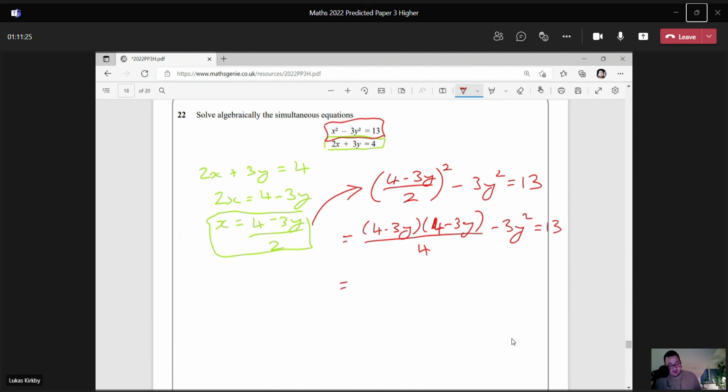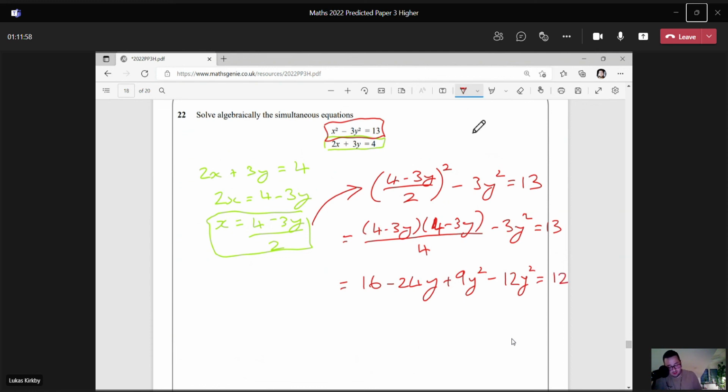Okay, now let's times everything by 4 and let's expand these brackets out at the same time. So 4 times 4 is 16. 4 times 3y is minus 12y, and we've got 2 of those, that's minus 24y. And then minus 3y times minus 3y is plus 9y squared. So I've times by 4 to get rid of that fraction, so I've got to times everything by 4. So minus 3y squared is going to be minus 12y squared. And 3 times 4 is 12.